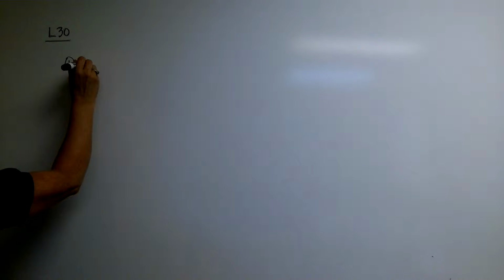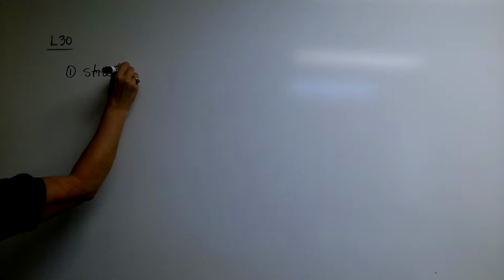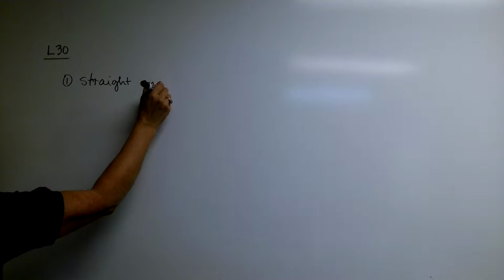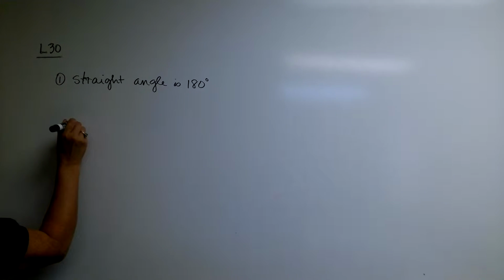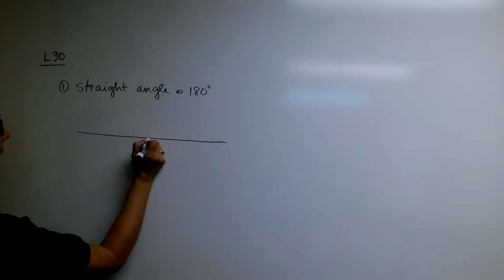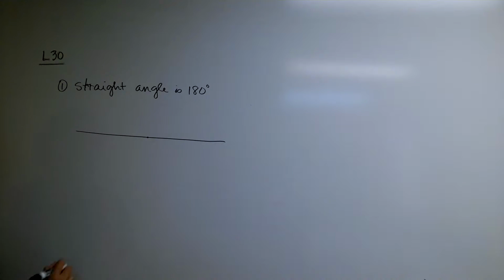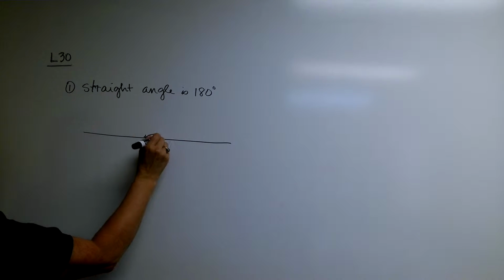The first one is that a straight angle is 180 degrees, and we've talked about that before. So here's my angle, this straight angle. Here's the vertex of my angle. So I have 180 degrees here.